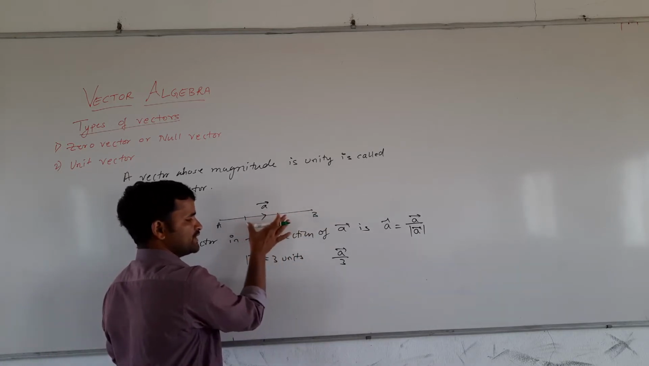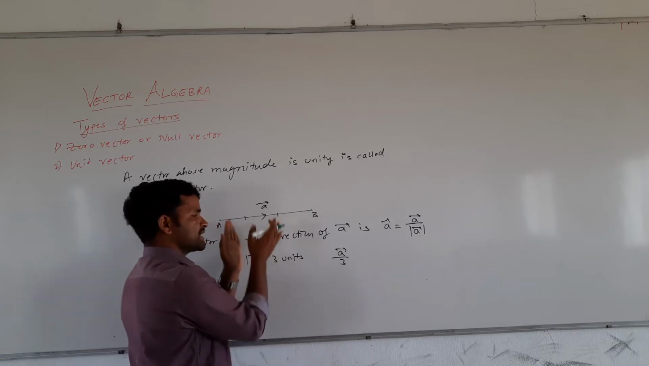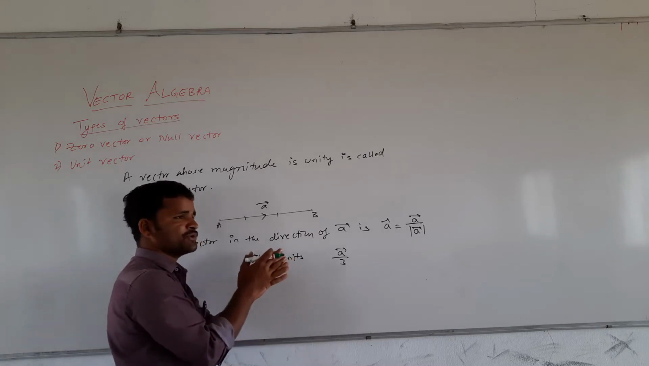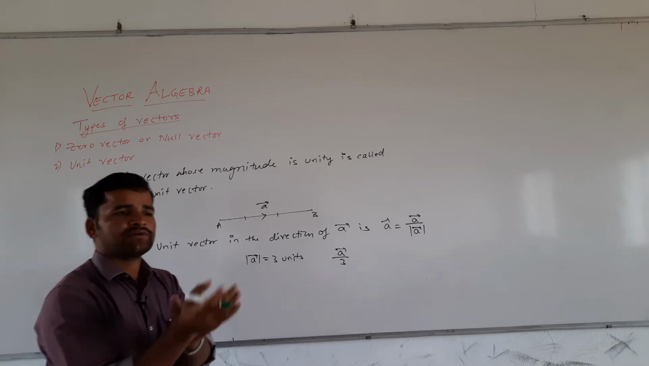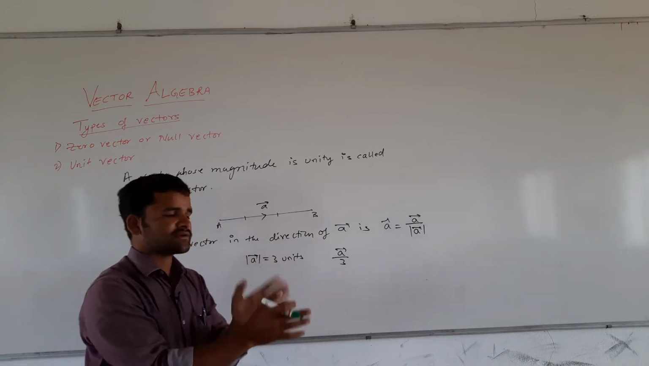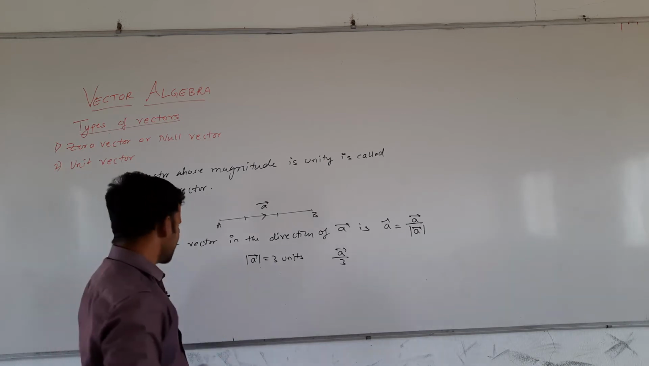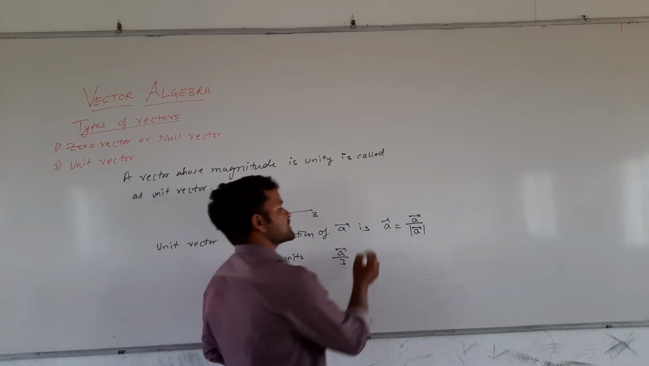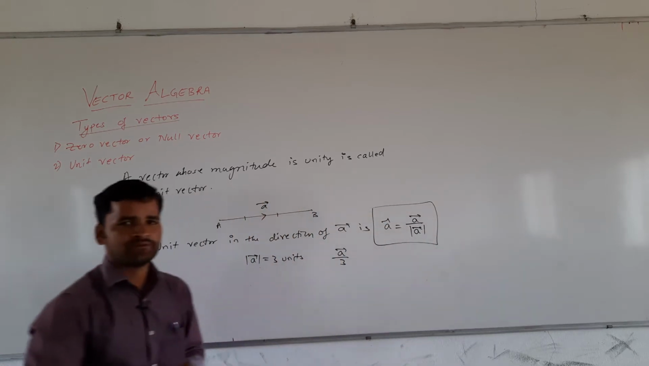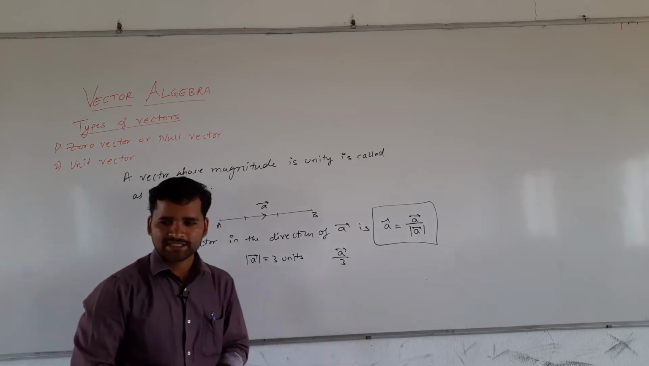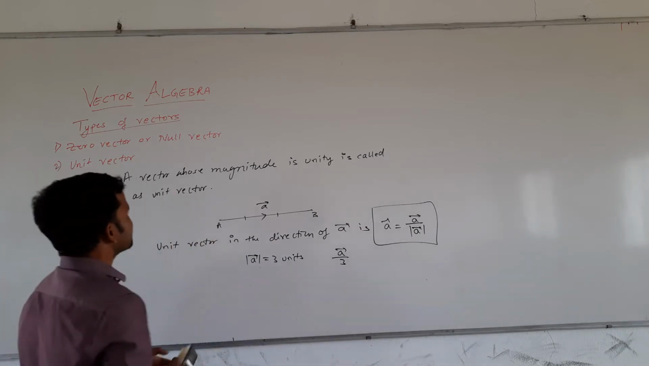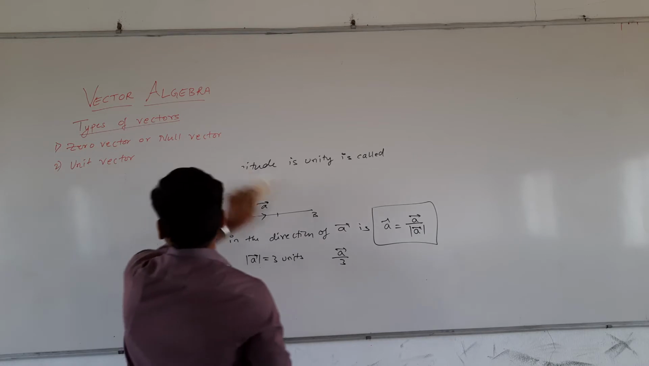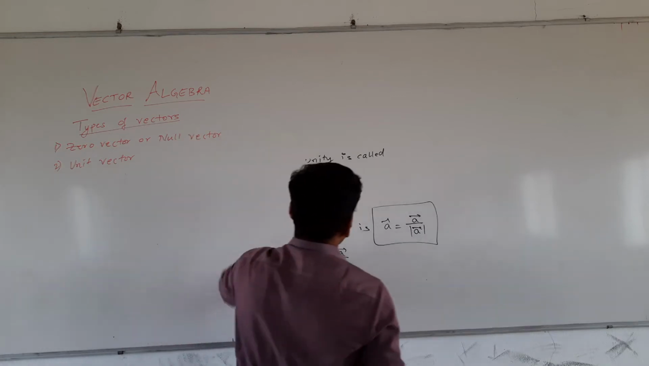See, I have taken an example here. It is 3 units in length. We are dividing vector A by its magnitude. What happens if you divide or multiply a vector by a scalar quantity, I will say in the next class. Just I am saying here, the unit vector in the direction of vector A is represented as A cap. This is vector A divided by the magnitude of vector A. Just remember that, it is more than enough. And the definition is that a vector whose magnitude is unity is called a unit vector. That's all about the second type of vector.